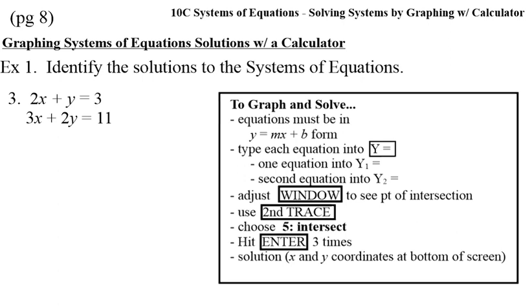So for me, here we go. I want to get y by itself, so I have to move the 2x over. When I do that, y will be isolated. My 2x becomes a negative 2x with the positive 3 on that side.